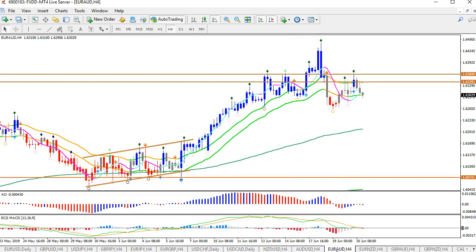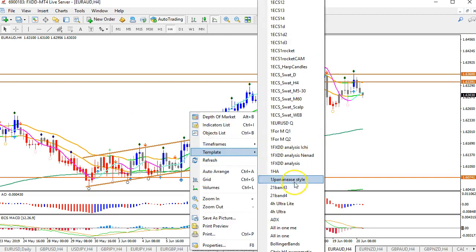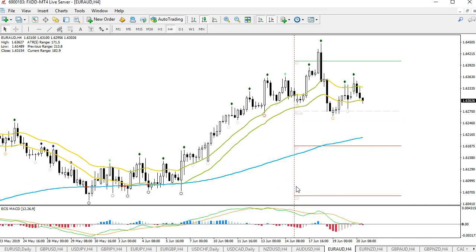All right, moving on to the euro aussie. Euro aussie is not moving up as yet. The breakout is a little bit weak so far.